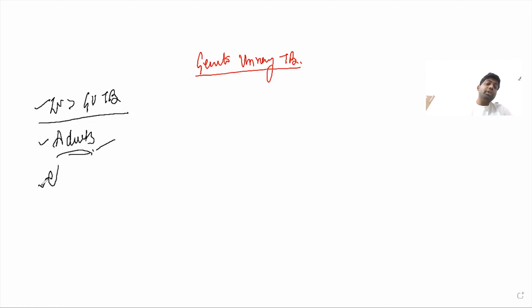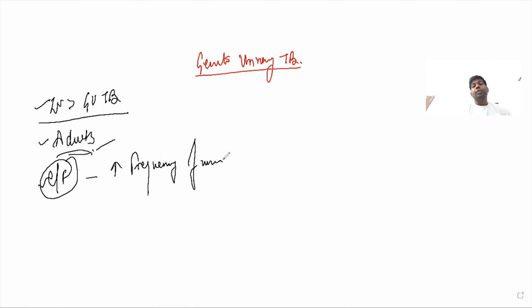Now let us talk about the clinical features. The most common clinical feature of genitourinary tuberculosis is increased frequency of the urine. As a whole, storage symptoms are more common.